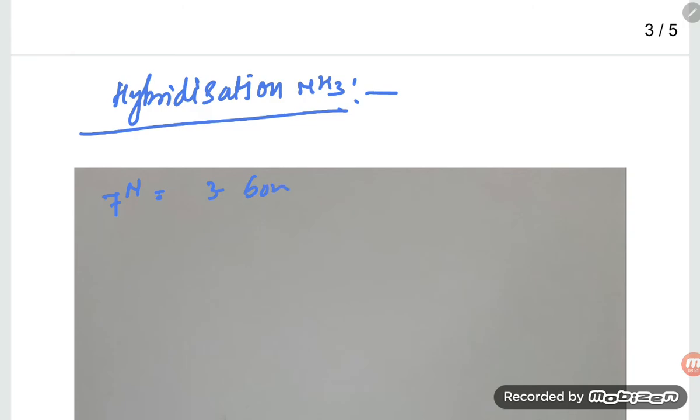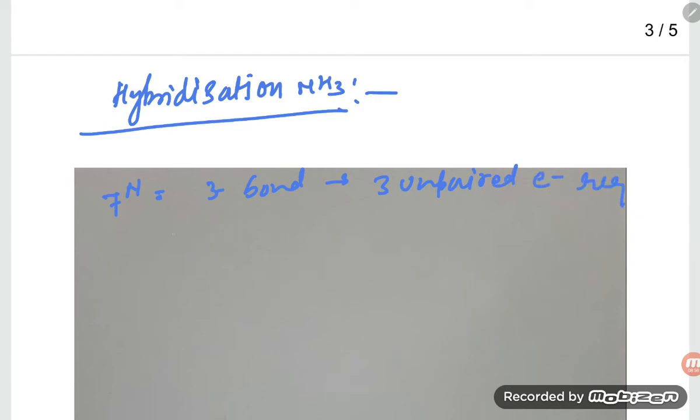Suppose we take another example of hybridization: NH3. Hybridization in NH3. If you take the NH3 example, student, nitrogen needs 3 bonds. So 3 bonds are there, so how many unpaired electrons are required? 3 unpaired electrons required.